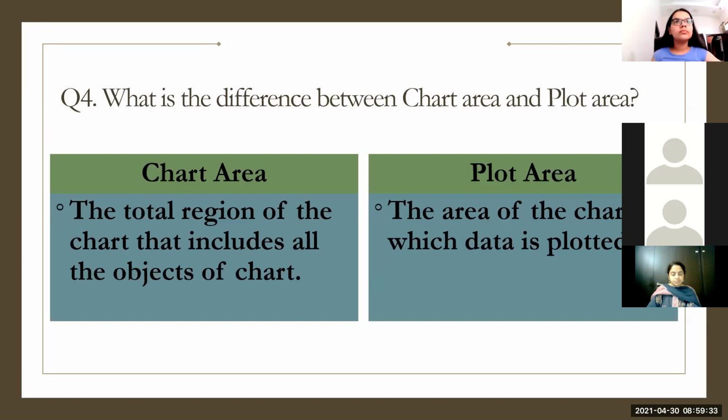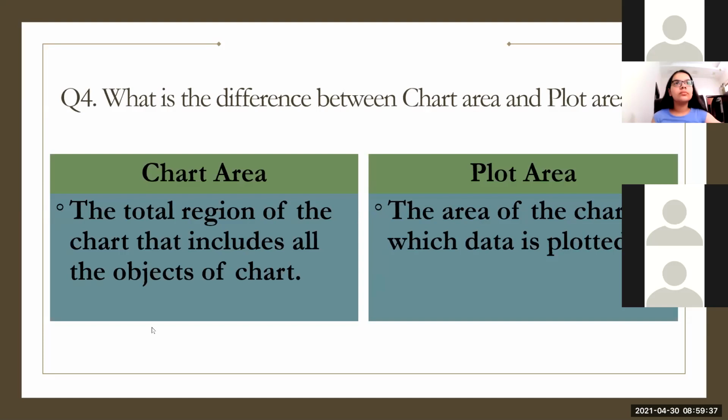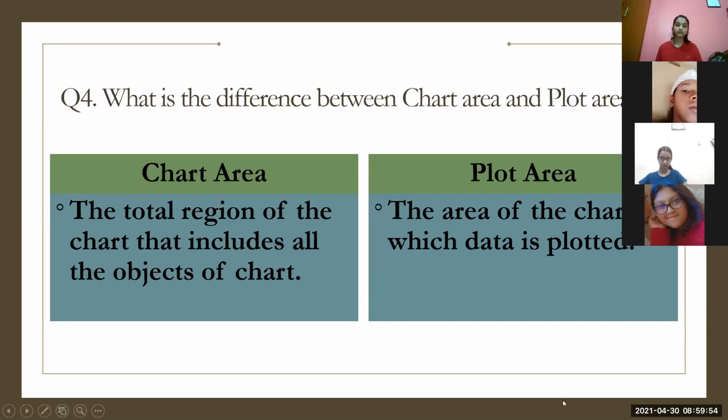Okay. Plot area is within the chart area. Plot area is the area on which the data is plotted, and chart area is the total region of the chart that includes all the objects of the chart. Okay. Is it clear to all of you? Is the answer clear?